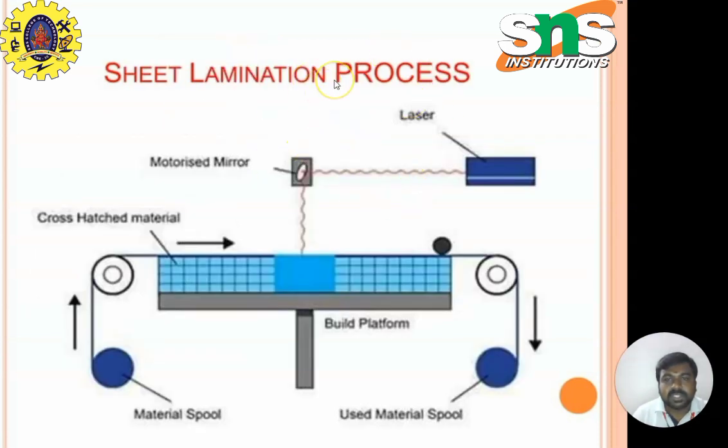This is the representation of the sheet lamination process. The laser is used to cure the two layers of the materials. The material is fed from the material spool to the build platform.